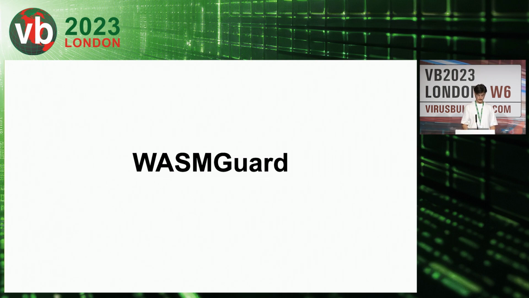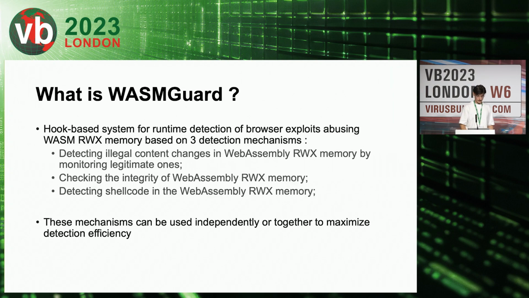So now we can talk about the detection system. WASMGuard is a hook-based system for runtime detection of browser exploits that are abusing this RWX memory, and is based on 3 detection mechanisms. The first one is detecting illegal content changes in that RWX memory region. The second one is checking the integrity of that region, and the last one is detecting shellcode in that memory region. These mechanisms can be used independently, or they can be used together to maximize the detection efficiency.